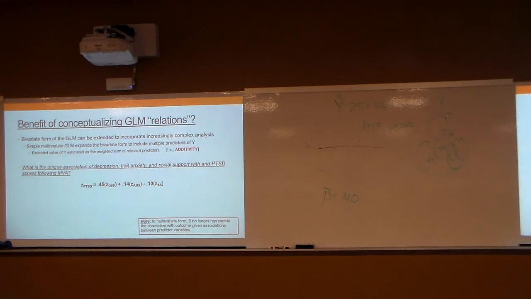So the important thing to recognize is that once we transition to our multivariate GLM, these coefficients no longer represent a direct correlation between my predictor and my outcome, okay? They can, as long as my predictors are uncorrelated with one another, right? But you notice it talking about the unique association of depression, trait anxiety, and social support with my outcome. That's because are depression, trait anxiety, and social support going to be uncorrelated with one another?